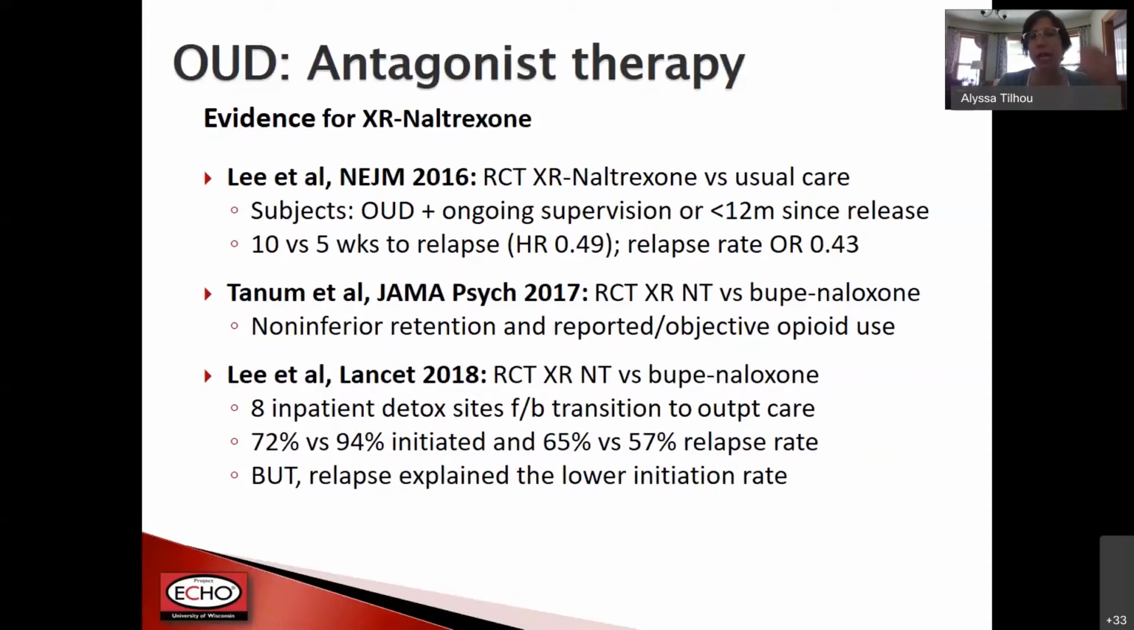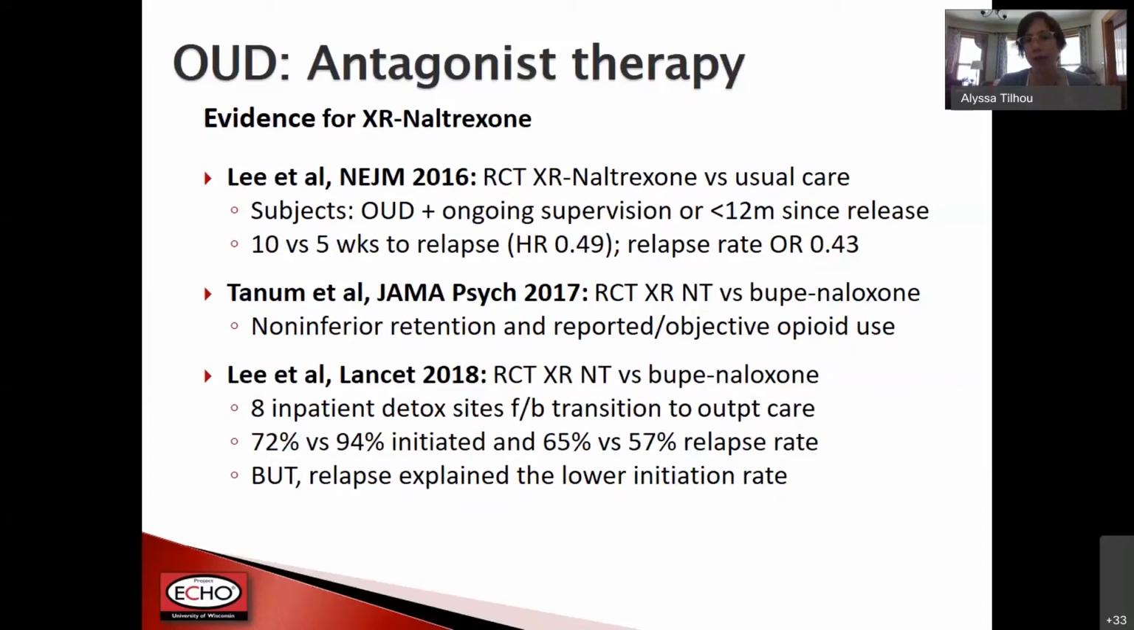This trial here on the slide, Lee and colleagues, was a randomized controlled trial comparing naltrexone with usual care, being community referrals. This was in the population of individuals who had opioid use disorder or a history of it, and had recently been released from a controlled setting such as jail or prison, or were in ongoing supervision. They found that extended release naltrexone increased the time to relapse from 5 weeks to 10 weeks.